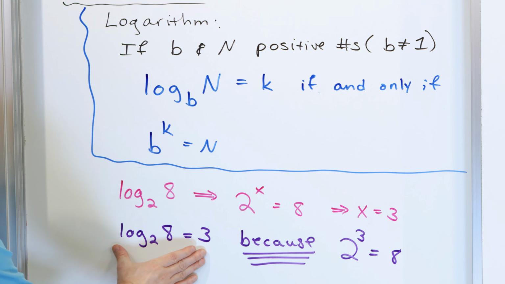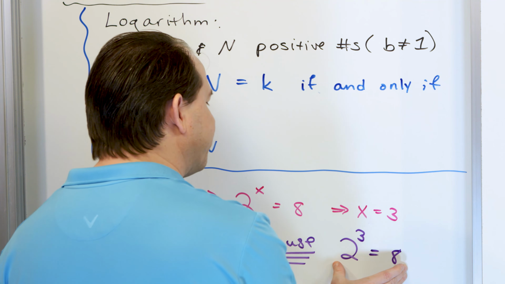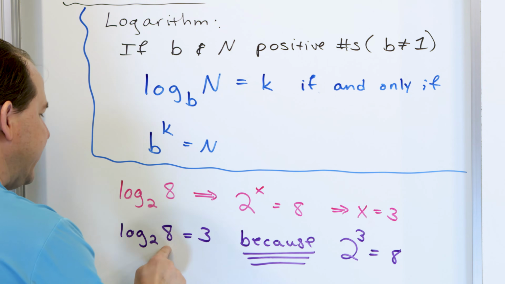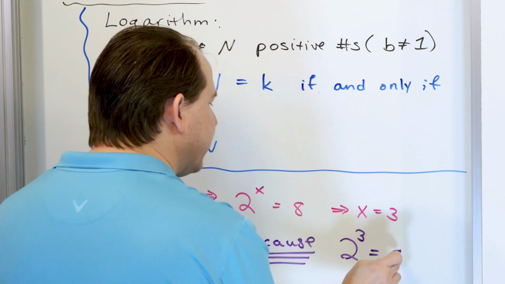Look how I took this logarithm and wrote it as an exponential expression. 2 to the power of 3 is 8. This is an equality here. 2 to the power of 3 is 8, right?